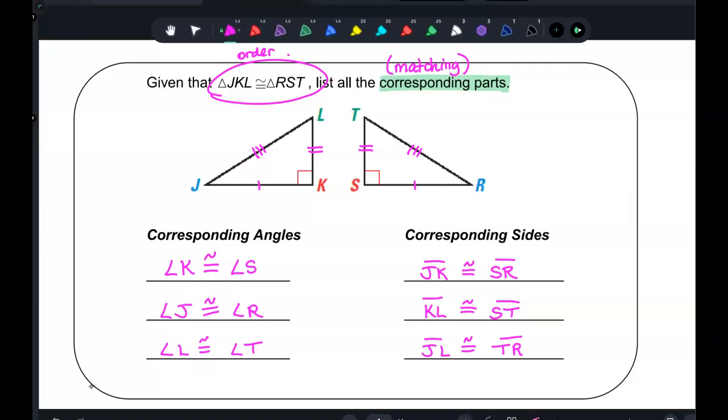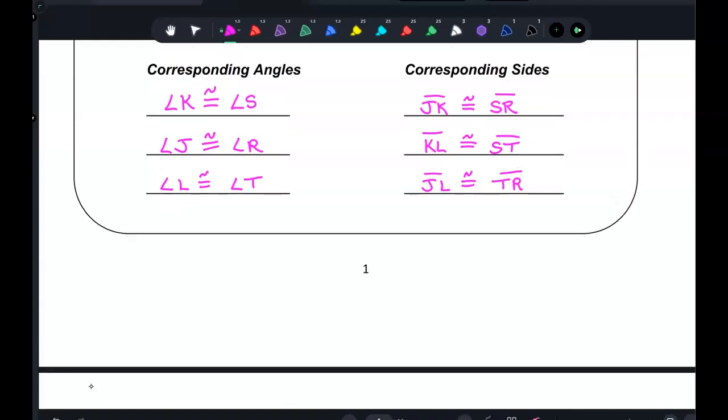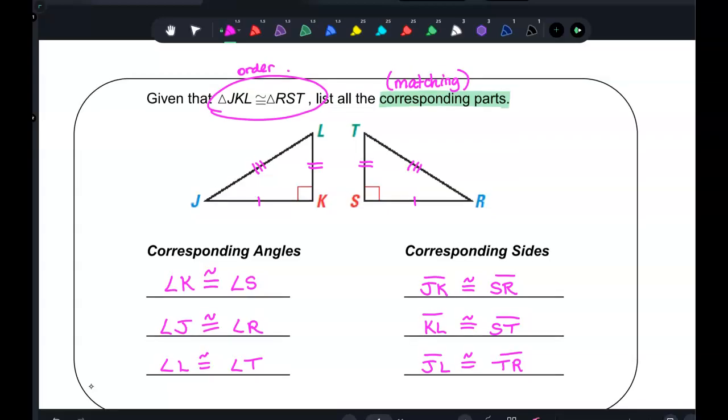Good, questions? No? Do you see it, Minnie? Yeah. Okay. Sure. Sure. This one? Yeah. Good.